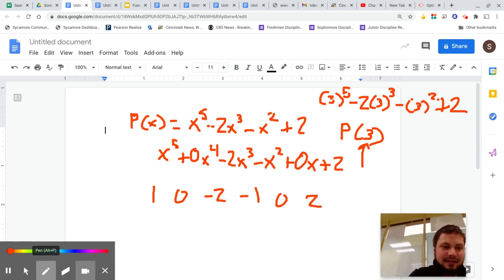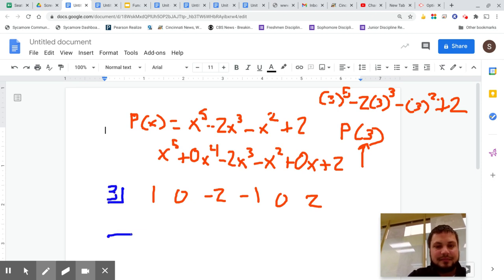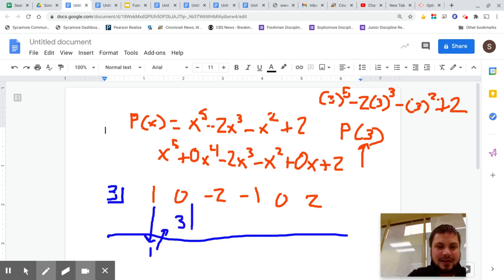And now again, my box number, I don't do the opposite now. The box number is the number that they want me to plug in. So I drop down my first number, which is a 1. Every time I go up, I multiply. 3 times 1 is 3. Add those together. 3 times 3 is 9. Add those together.